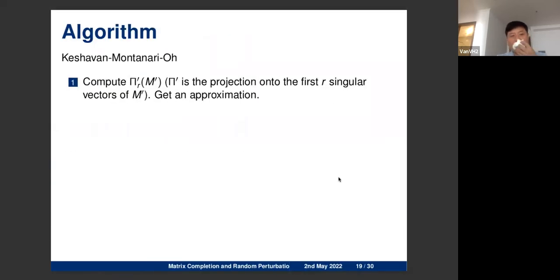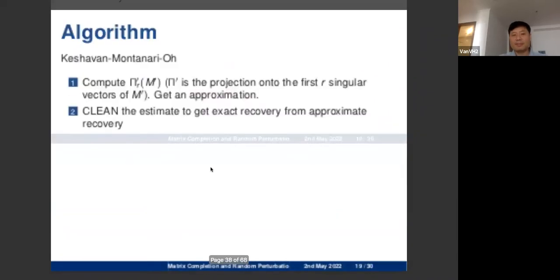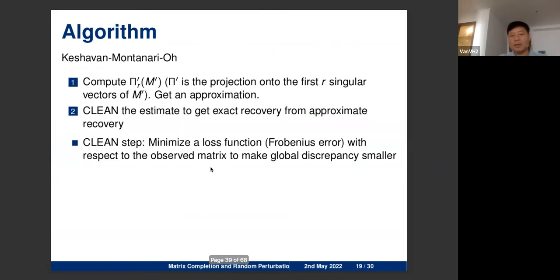Okay, so the algorithm based on this kind of philosophy was developed by various groups of researchers. For instance, Keshavan, Montanari, and Oh made the following algorithm. They compute the projection, as I said, of M prime. For that, you get an approximation by the Davis-Kahan theorem. And then you clean the estimate to get an exact recovery, right? So remember, Davis-Kahan gives you only an approximation, and after that, you have to do something to get the exact recovery. And they do some cleaning step. We will not go into it, but it's basically minimizing a loss function, and can be done very quickly with gradient descent.